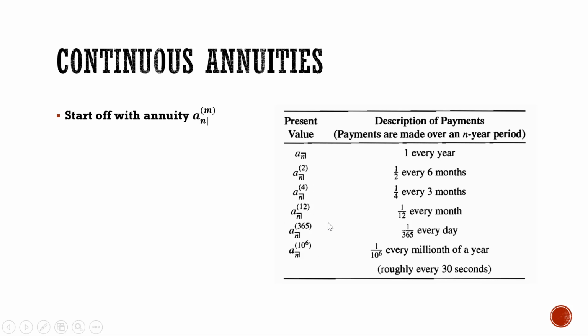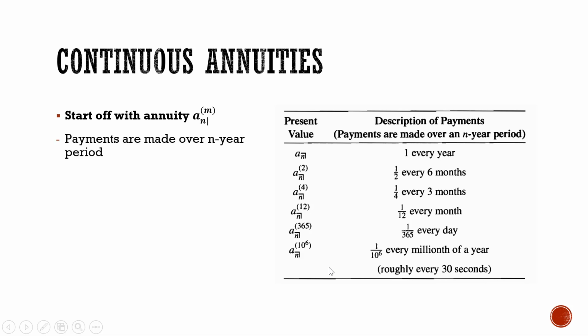And similarly for these annuities. So pay attention to the last one, a angle n with top script m equal to 10 to the 6. That means this annuity lasts n years, and in a year we make up to 10 to the 6 payments. So roughly every 30 seconds we have to make a payment.